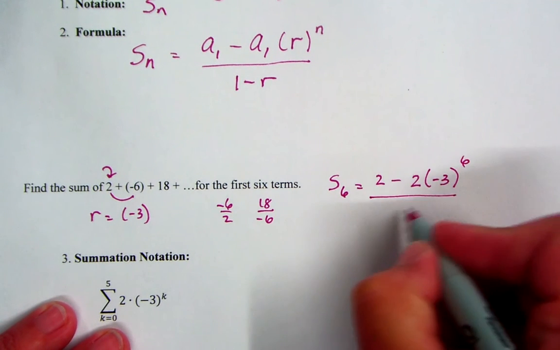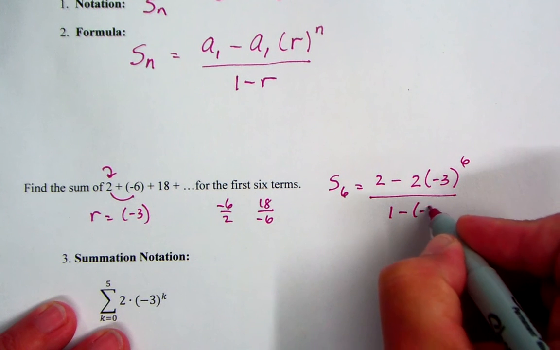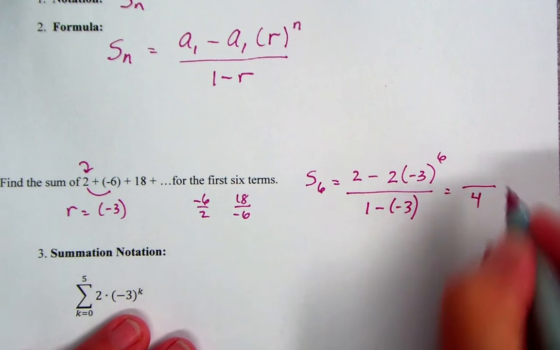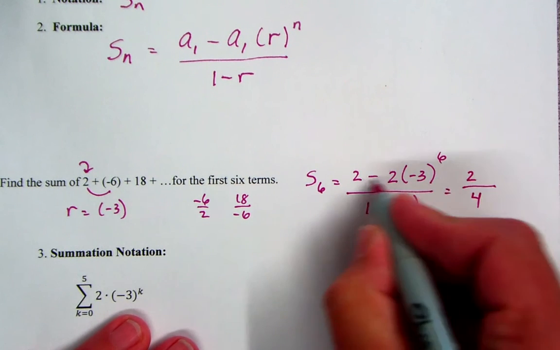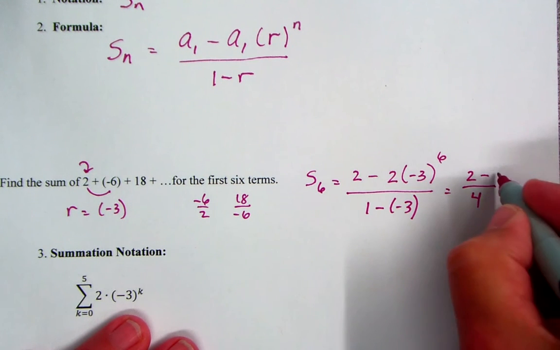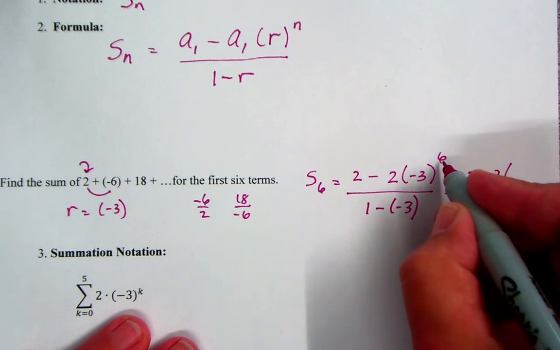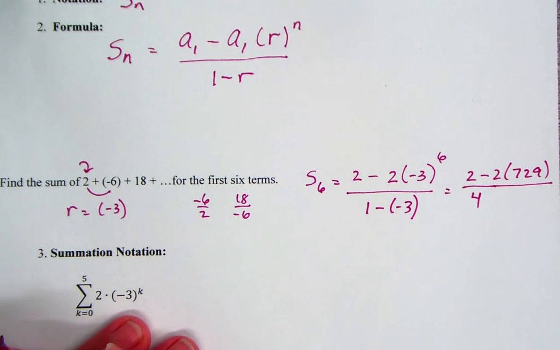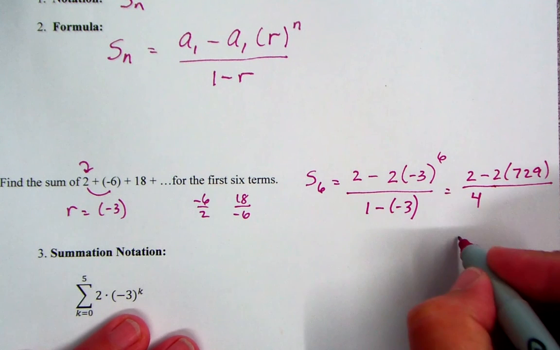I'm going to divide it by 1 minus negative 3. So when doing that, I can simplify. The denominator is 4. And I'm going to have 2 minus. Remember, you can't subtract those. You have to multiply this out. And I'm going to get 2 times negative 3 to the 6th power is going to be a positive 729. And you can do that on your calculator. I would certainly expect you to do that.